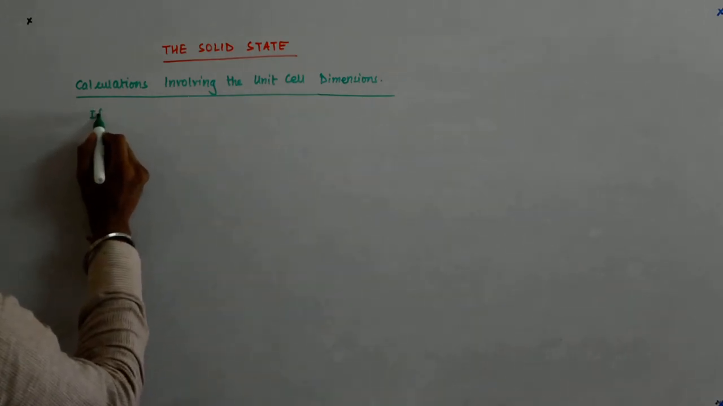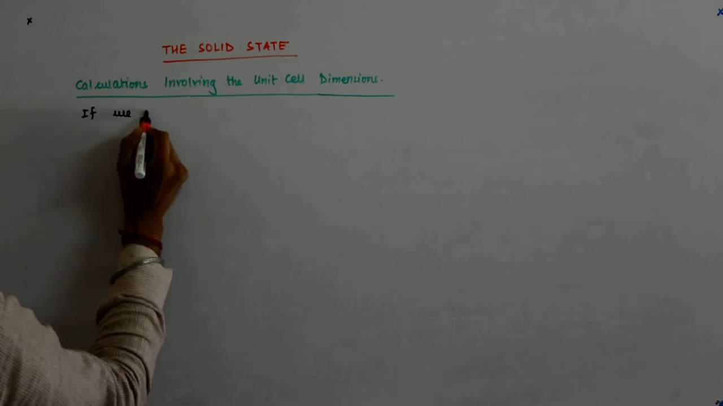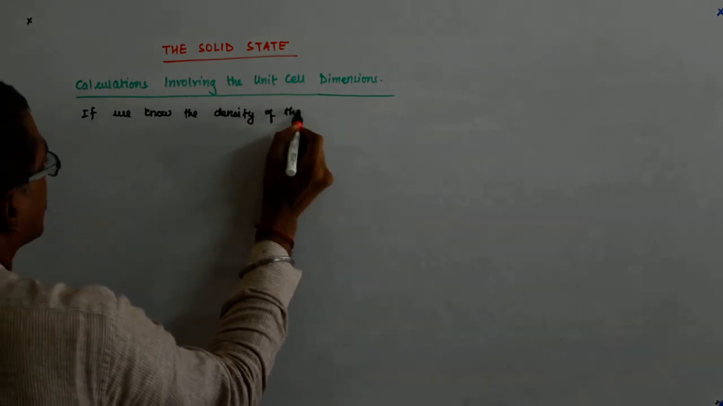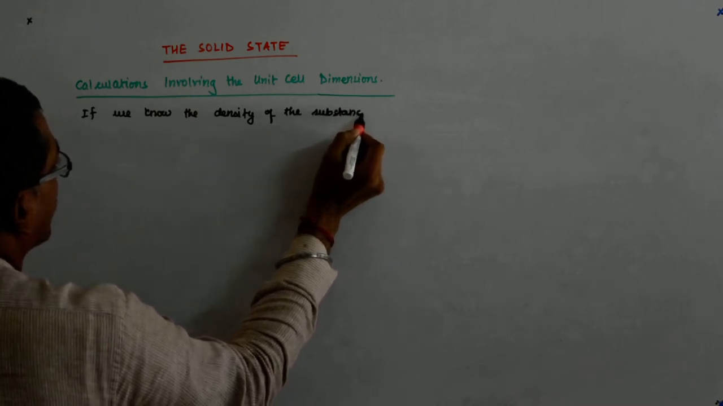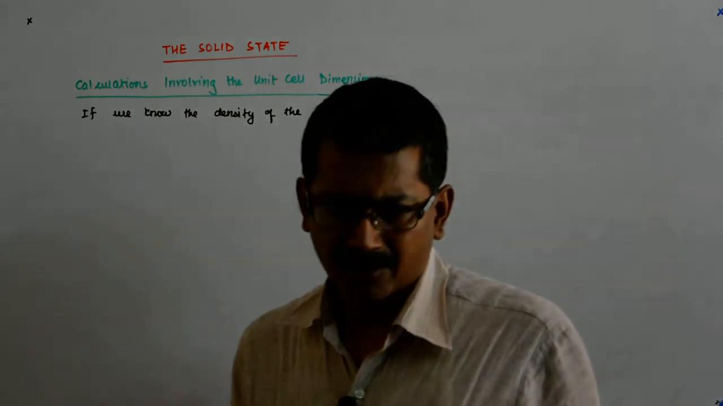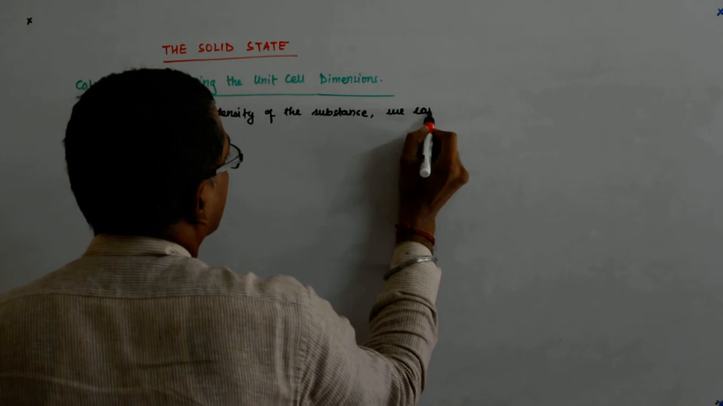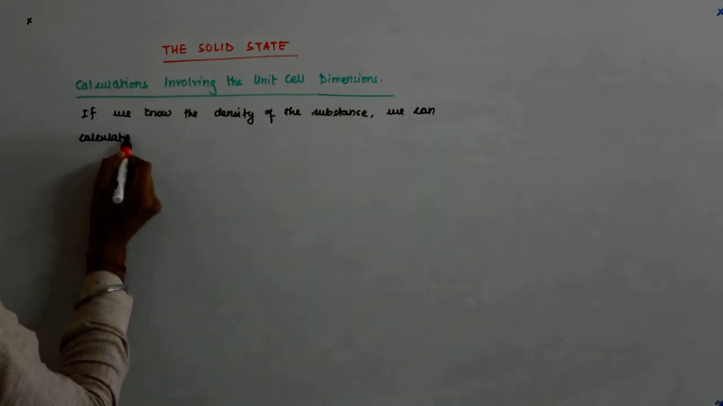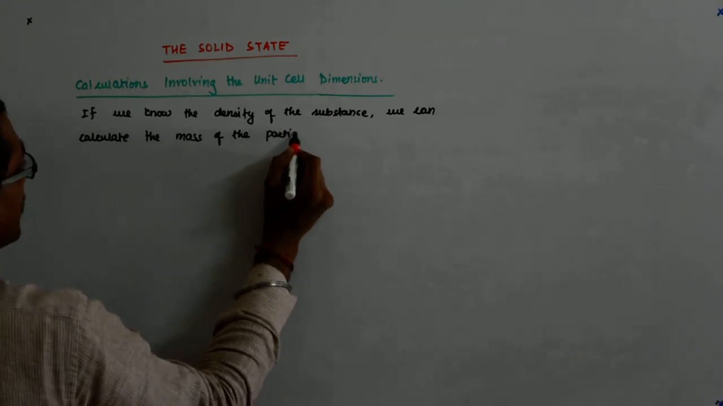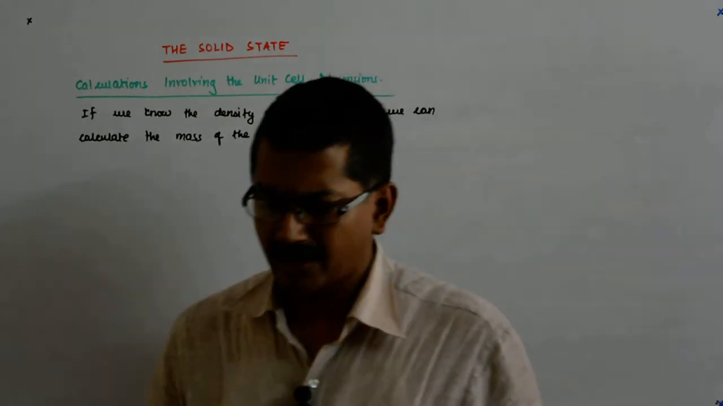So if we know the density of the substance, then what happens? If I know the density, then I'll be able to calculate the mass of the atoms, right? Mass per atom. From the density of the substance, we can calculate the mass of the particle. Now that particle can be anything, okay? It could be a molecule, it could be an atom, it could be an ion, that we already know.